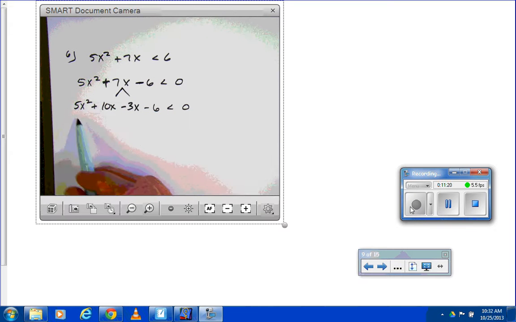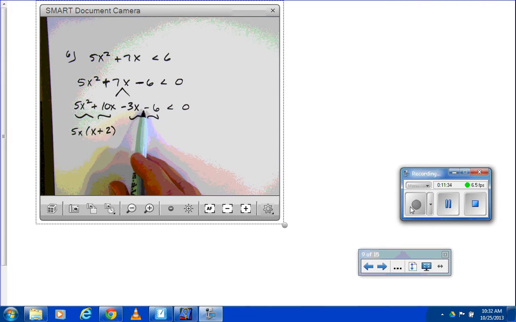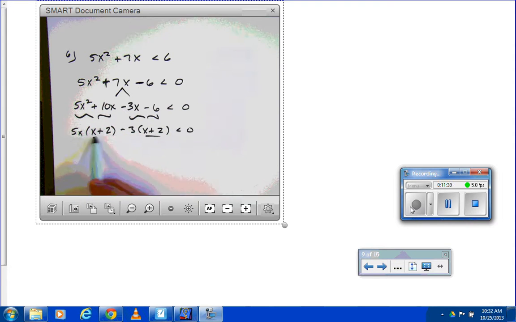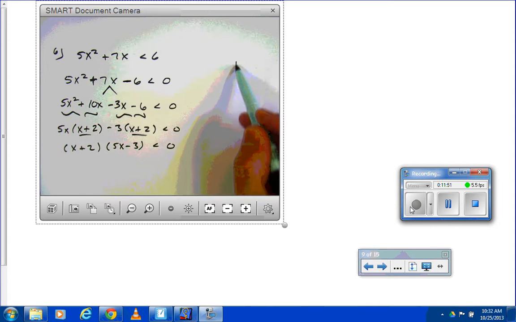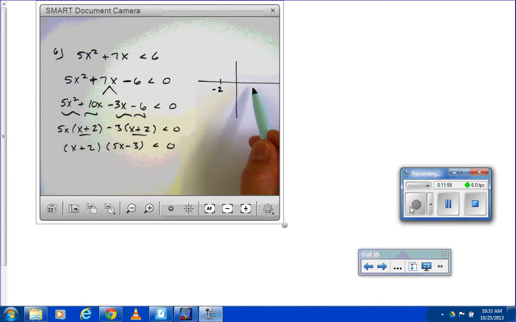Now let's group them. All right, so I can factor out 5x right there. So I'm dealing with x plus 2. And then negative 3, that'll give me x plus 2. And pull that one out. Now we should be able to sketch our graph out here. So my zeros are going to be negative 2 and 3/5.